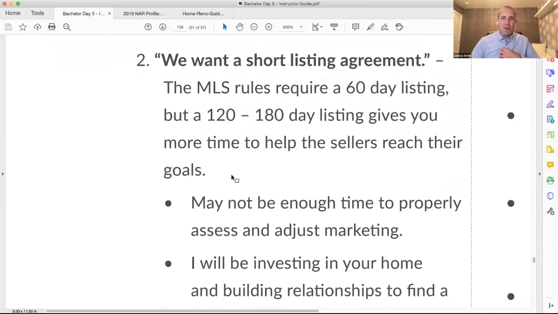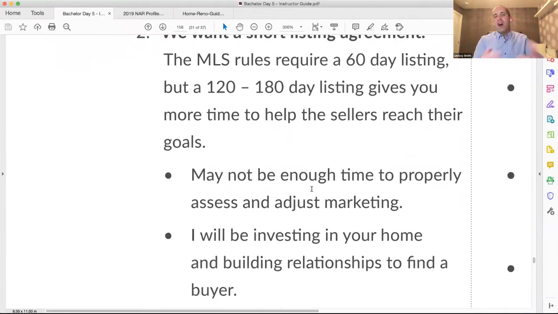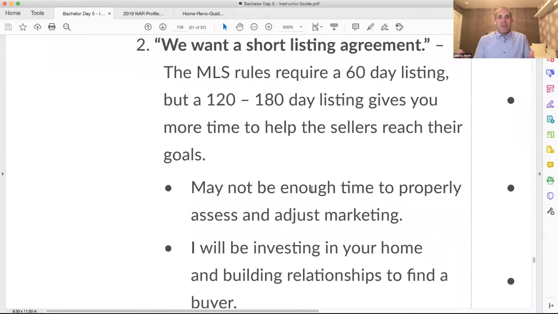So one of the things that you might want to educate them on is there may not be enough time to properly assess and adjust the marketing. Have you ever had to do a price reduction on a home? Have you ever had to take new photos? Have you ever had to change the description? Have you ever had to do these things? It takes time to figure out how the market is responding. That's absolutely critical. If someone says we want a short listing agreement, there may not be enough time to even get our marketing correct.